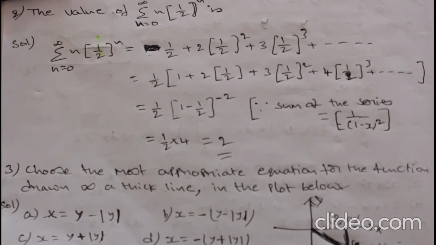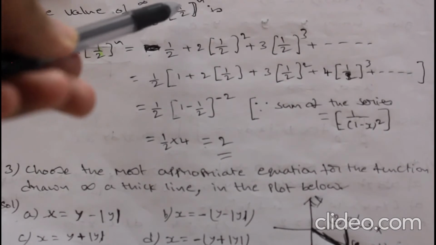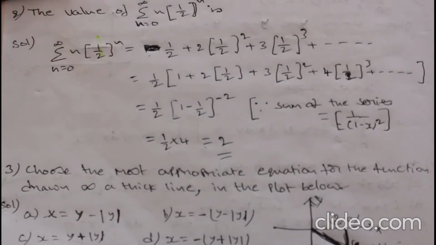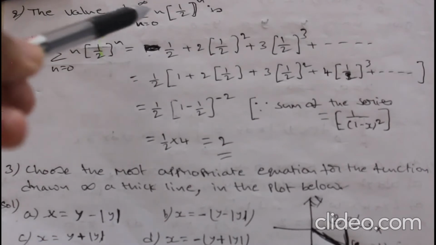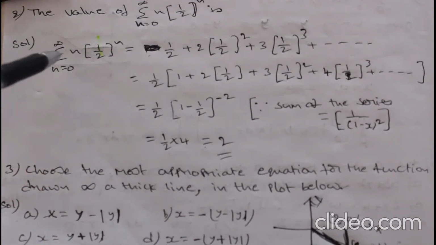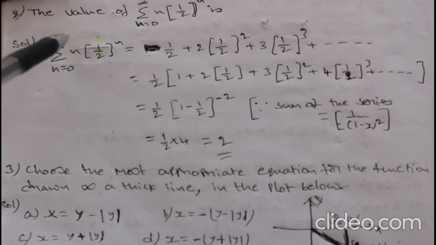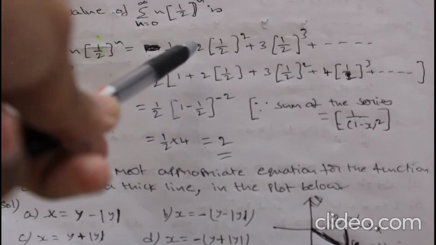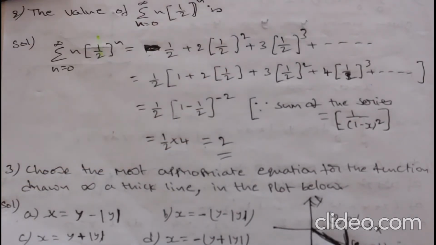Now look at question number 2. The value of sigma n equal to 0 to infinity of n times (1/2)^n is. Okay, so first expand the series. Sigma n equal to 0 to infinity of n (1/2)^n is equal to, substitute 1 first. So 1 into (1/2)^1, that is 1/2, plus 2 into (1/2)^2, plus 3 into (1/2)^3, and so on.